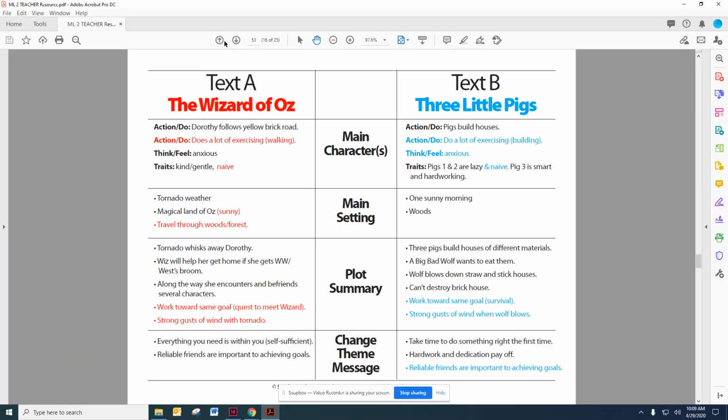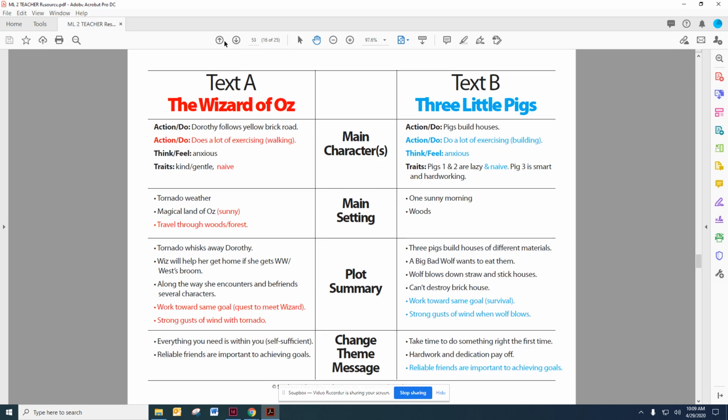I'm looking across, all right? I look across the main setting for both of these. And so I have, you know, tornado and Oz, very different than sunny in the woods. Well, now, wait a minute. Woods. Don't they travel throughout the forest in the woods all along that yellow brick road? Yeah. So there is a similar element to the setting. It's the woods in Oz, but it's still forest or woods.